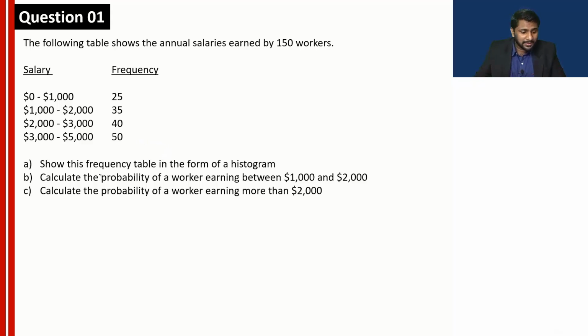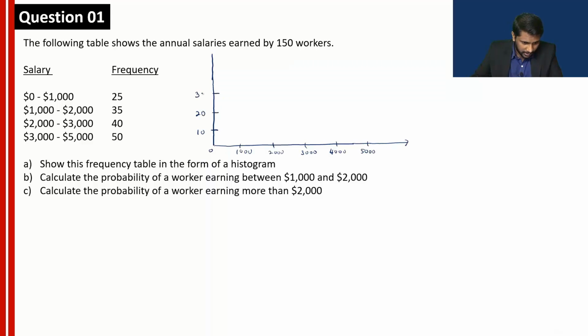First, they are asking us to show this in a histogram. Here I will mark 0, 1000, 2000, 3000, 4000 and 5000. Maybe 10, 20, 30, 40 and 50. So between 0 to 1000, I have to show 25. Between 1000 to 2000, 35. In your exam you won't get to draw the histogram.